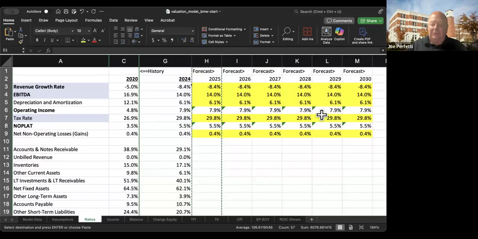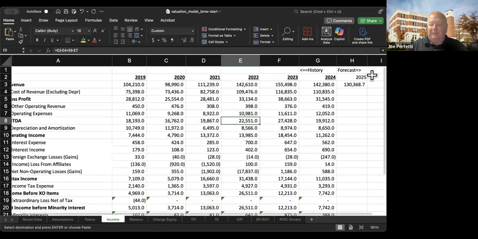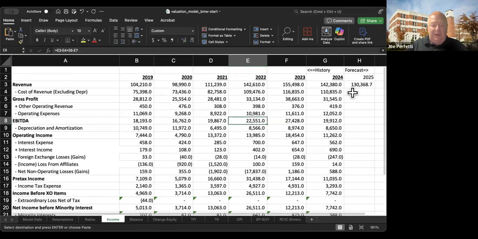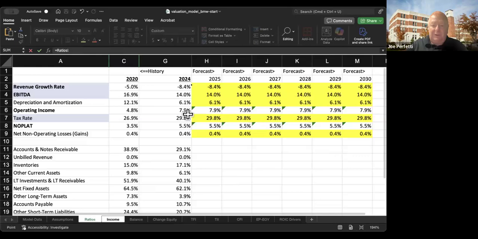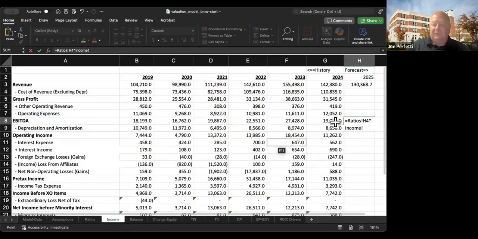Now what we're going to do is we're going to take those ratios and we're going to build the forecasted income statements. So now we're going to work off of the income tab. Okay? So back to 2025. The next ratio down was EBITDA. So I'm going to go down to H8, right? And EBITDA equals for H8 for BMW equals ratios 2025 EBITDA as a percentage of sales. So H4 off the ratios tab times from the income tab 2025 revenue, which is H3 off the income tab.